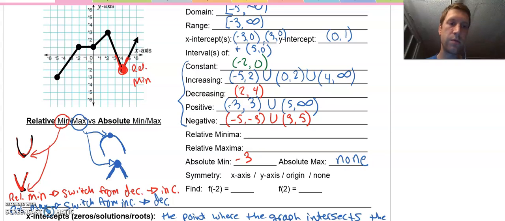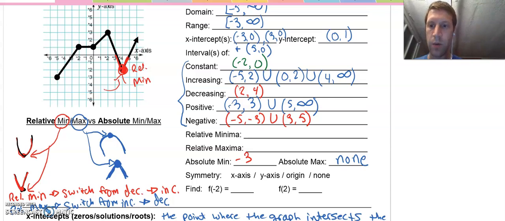You could have an infinite number of relative minimum values. Okay, you can only have one absolute minimum, but you could have an infinite number of relative minimums. You could also have the same point be a relative min and an absolute min. Like if this section did not exist, this point right here would be a relative and an absolute min. So that's possible.